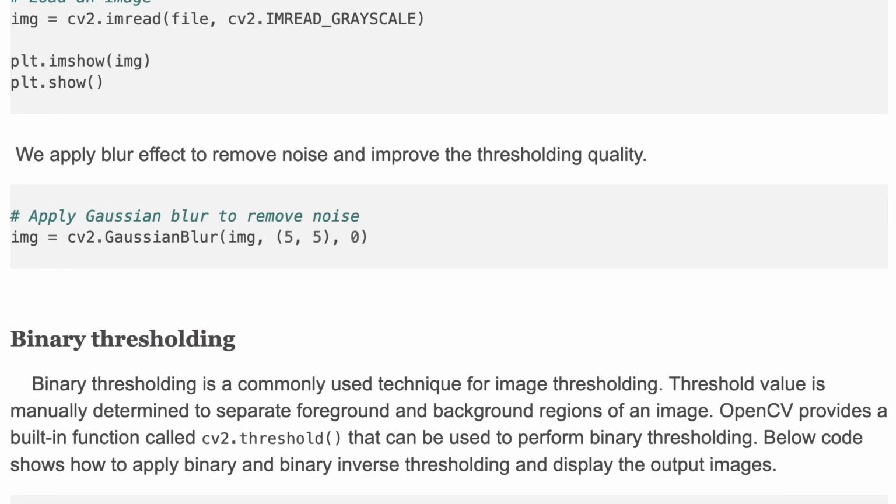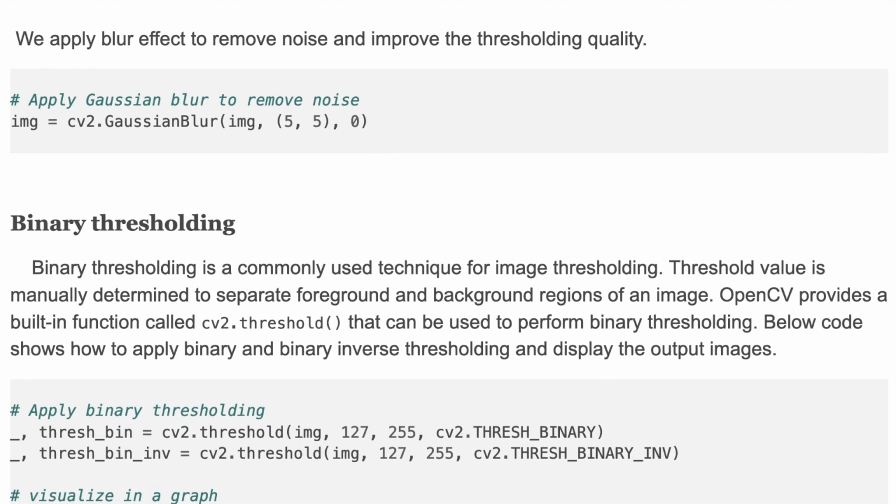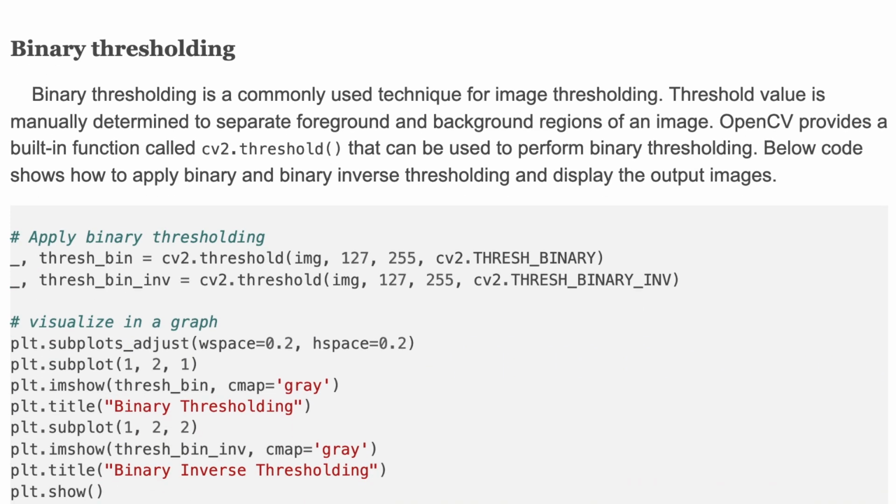Binary thresholding is a commonly used technique for image thresholding. The threshold value is manually determined to separate foreground and background regions of an image. OpenCV provides a built-in function called threshold that can be used to perform binary thresholding. The code below shows how to apply binary and binary inverse thresholding and display the output images.